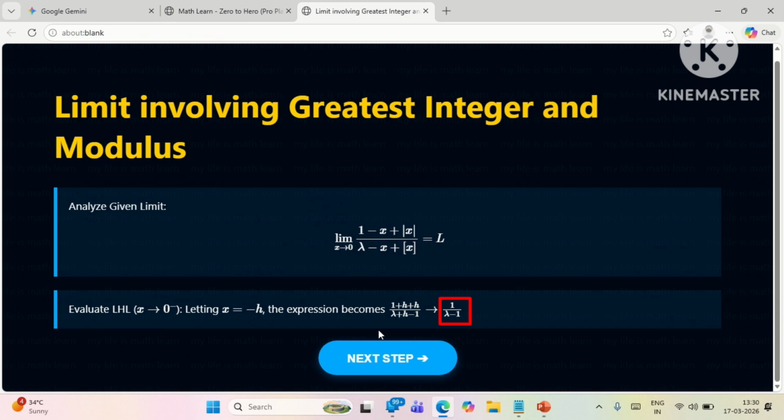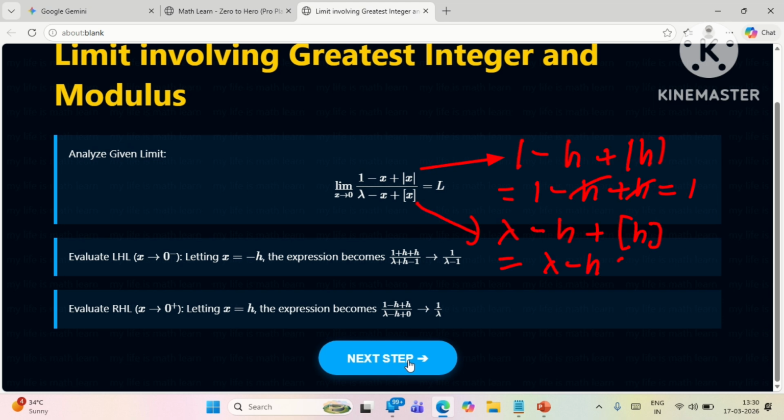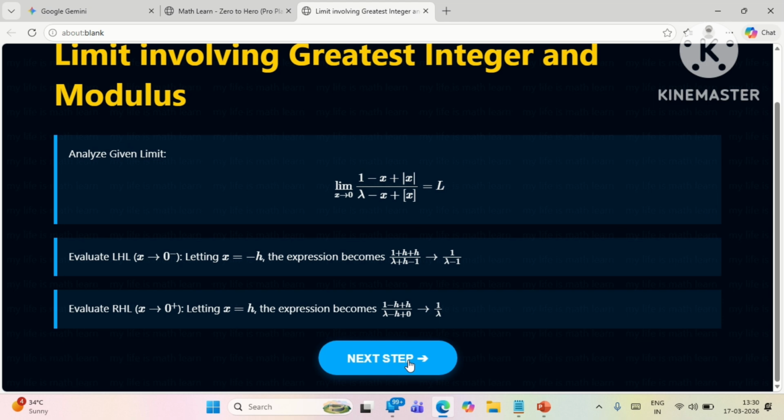Evaluate the RHL, meaning x tends to 0 plus. So x is equal to h, where h is 0.1 something, 0.001, like this. The expression is 1 minus h plus h by lambda minus h plus step of 0.something, which is 0. That's why the RHL gives 1 by lambda.